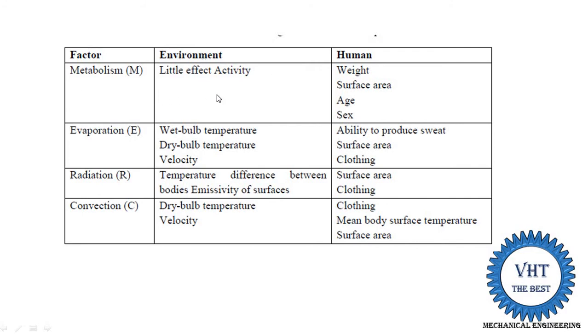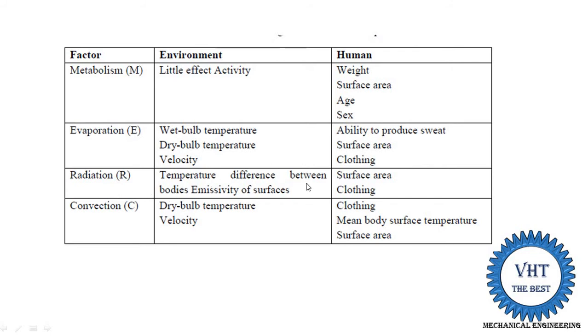These are the factors which depend on the metabolic rate. There is a little effect of activity. Metabolic rate changes with the activity. In humans, it depends on weight, surface area, age and sex. Evaporation depends upon the atmosphere, wet bulb temperature, dry bulb temperature and velocity. During evaporation latent heat is transferred, so it depends on the wet bulb, and wet bulb is affected by the relative humidity. The human factors are the ability to produce sweat, surface area and clothing.